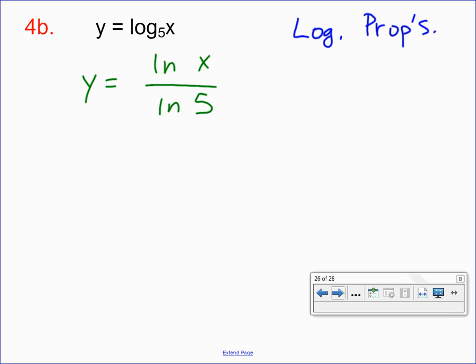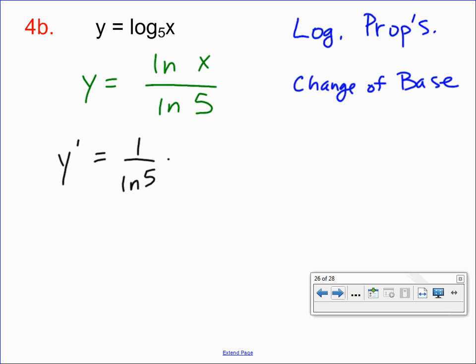Now let's differentiate. Let's call that the change of base formula. If I differentiate both sides, y goes to y prime, and this is a constant multiplier. Isn't this ln of 5 on the bottom the same as 1 over ln of 5 in front? That's just a constant, so I'm going to pull it out front so I don't trip on it, and I'm going to differentiate the natural log of x. What does the natural log of x differentiate to? 1 over x. And that looks a lot like our last page, except way shorter.